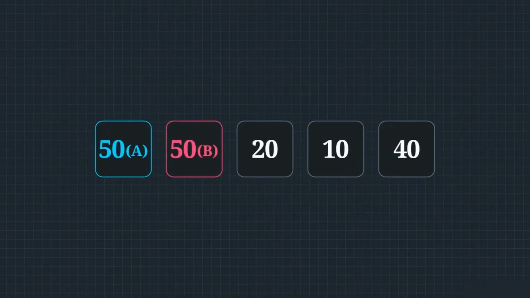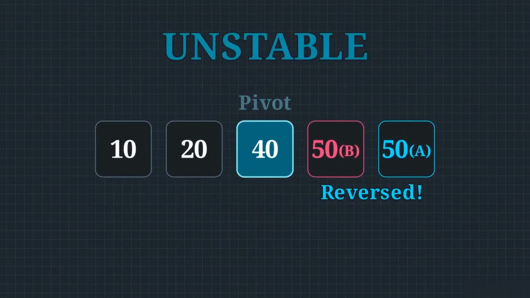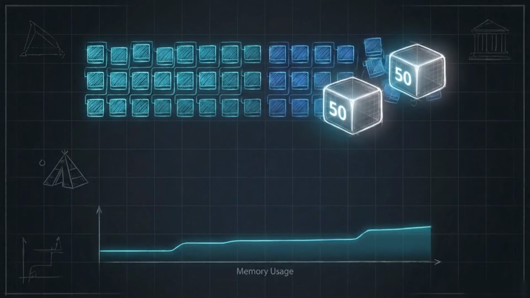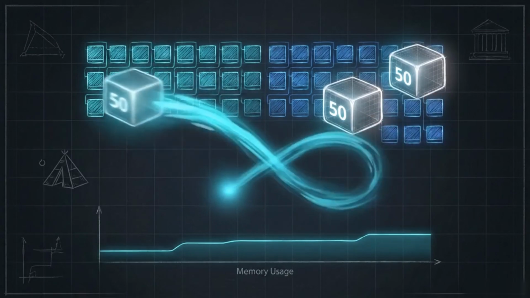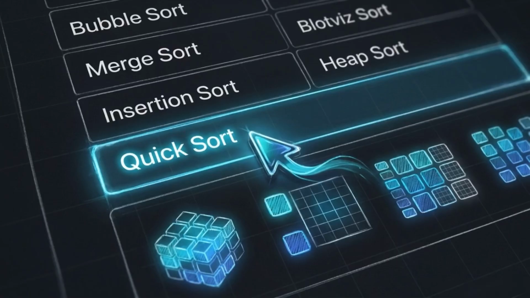During the partition, elements are swapped across large distances based on their value. If two elements have the same value, like these two 50s, their original relative order can be lost during the move. This is the fundamental engineering trade-off. You gain low memory, high-speed execution, but you lose the ability to maintain the original order of duplicate elements. By understanding these mechanics, you can choose the right tool for the specific constraints of your data.